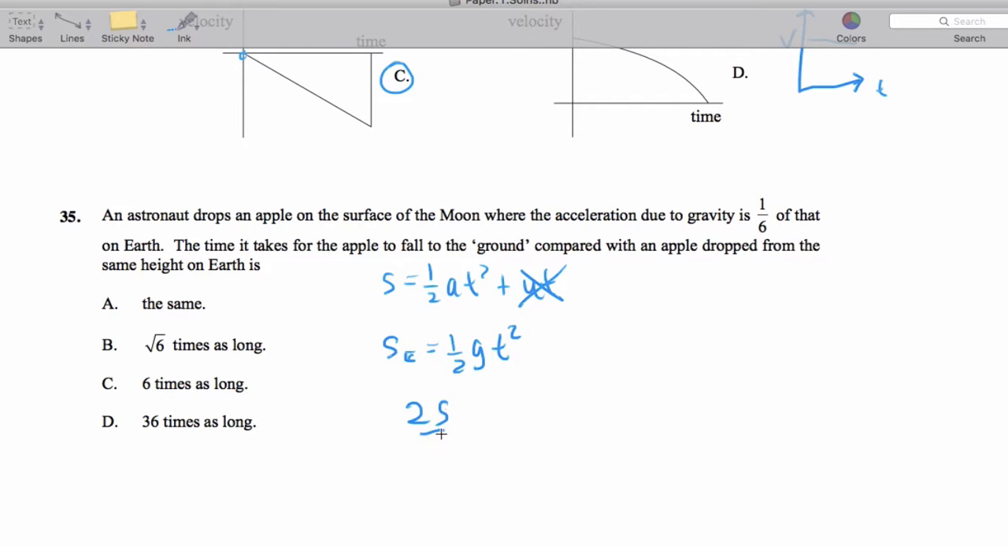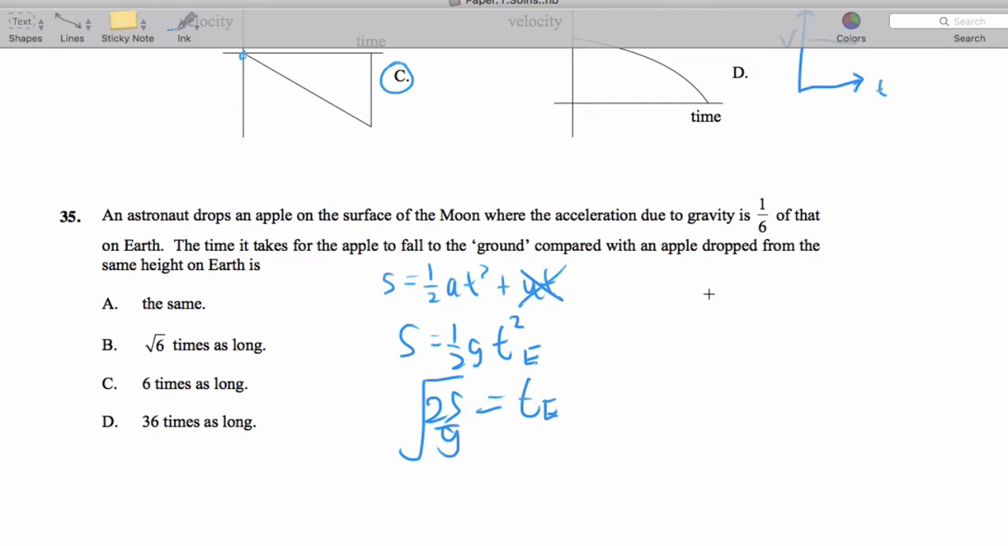So 2s over g under a square root is the time on Earth. Now, I don't even need to make it s on Earth. What I should say is this: s is 1/2 gt squared. Sorry about that. The time on Earth is what we're solving for. So we got 2s over g under a square root. That's the time on Earth.